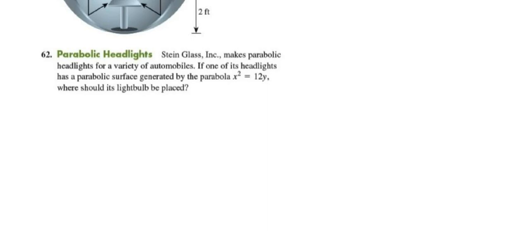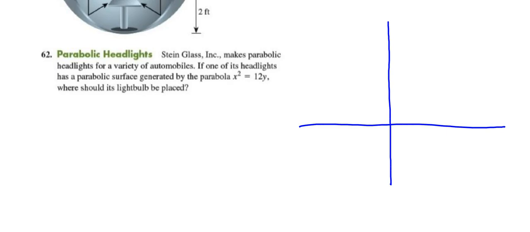Steinglass Incorporated makes parabolic headlights for a variety of automobiles. One of its headlights has a parabolic surface generated by x squared equals 12y. Where should its light bulb be placed? X squared equals 12y. All right. So we got some parabola that's opening up.